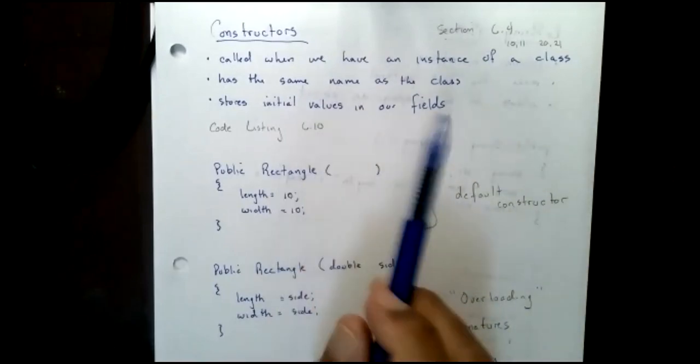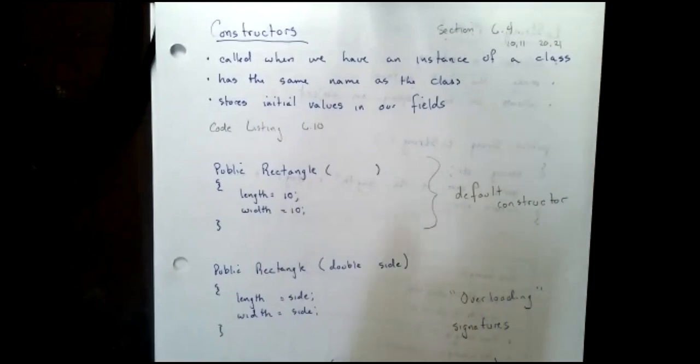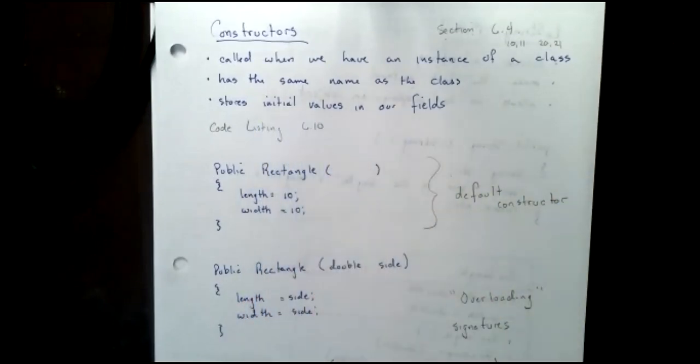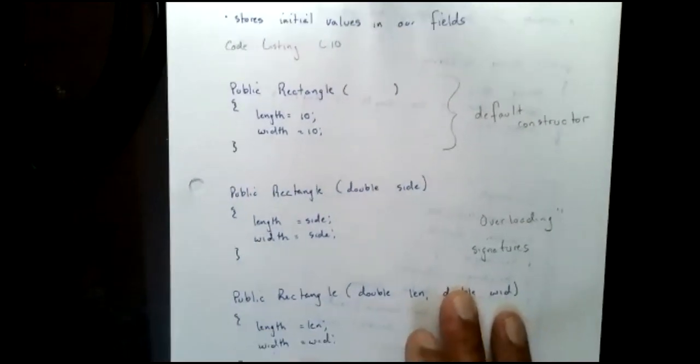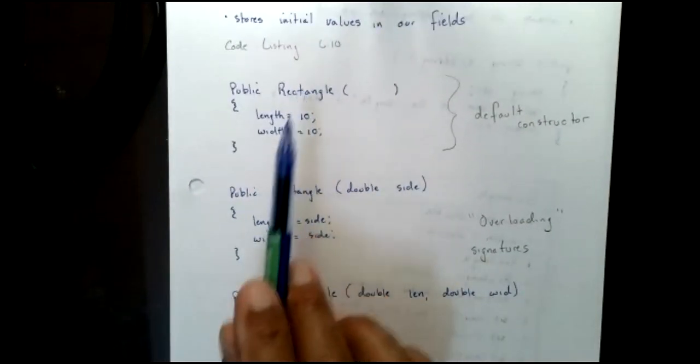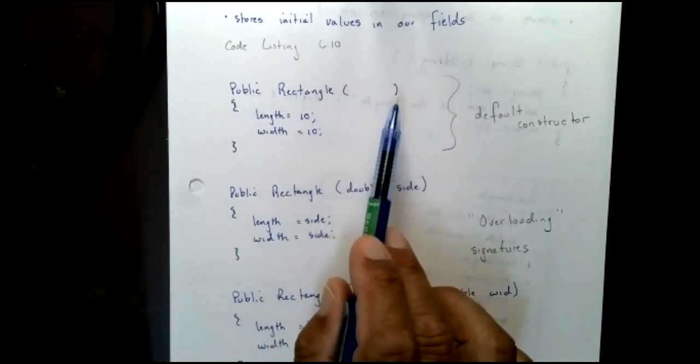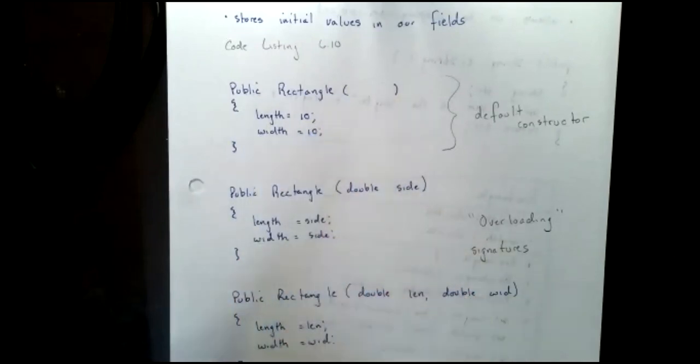Okay, some more things about constructors. It has the same name as the class, right? And what we use it for is to put the initial values in. So for example, here are 3 constructors. One is a default, which means for my fields, length and width, I'm just giving them whatever values I want.